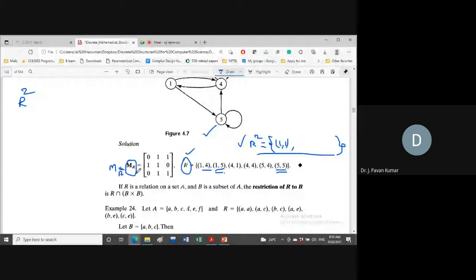Yes or no? Did you get the point? MR2 is nothing but the matrix representation of the relation R2. That's it. Now consider MR3 or R3.